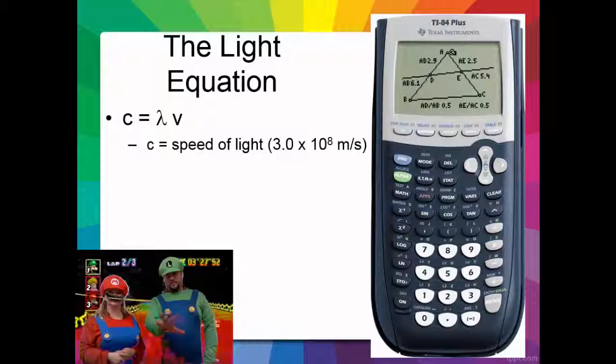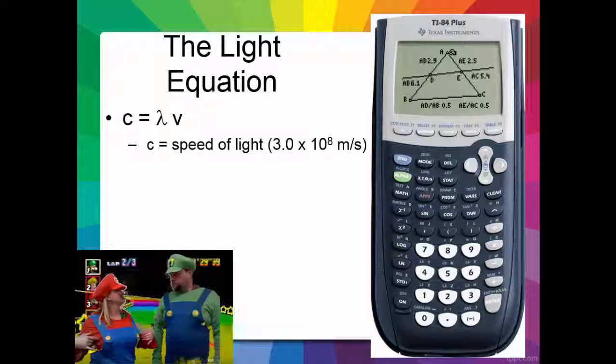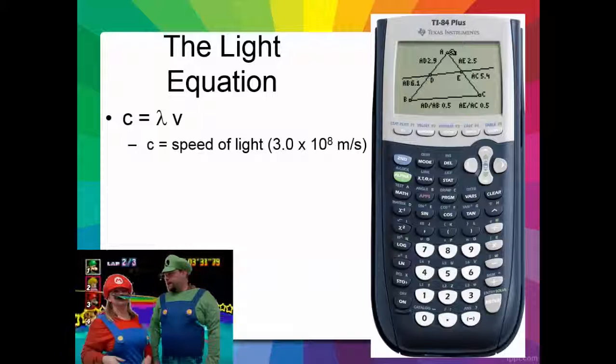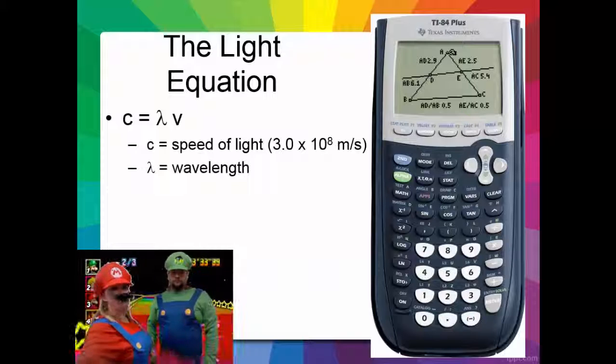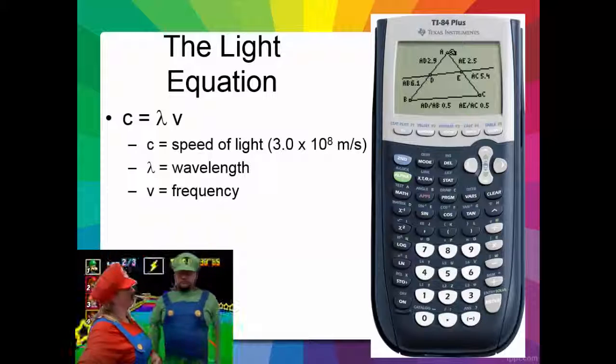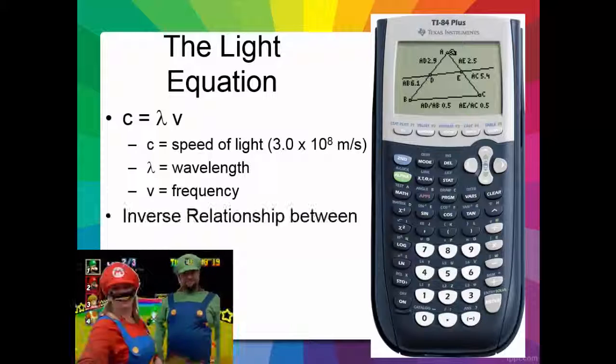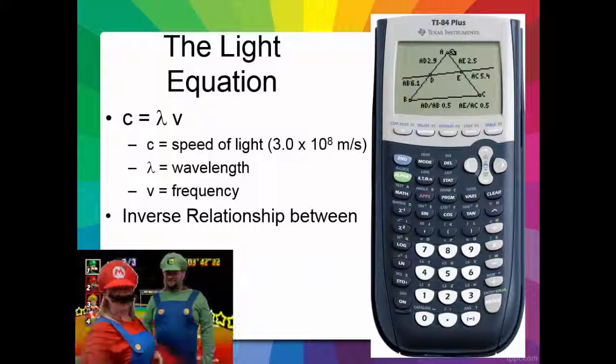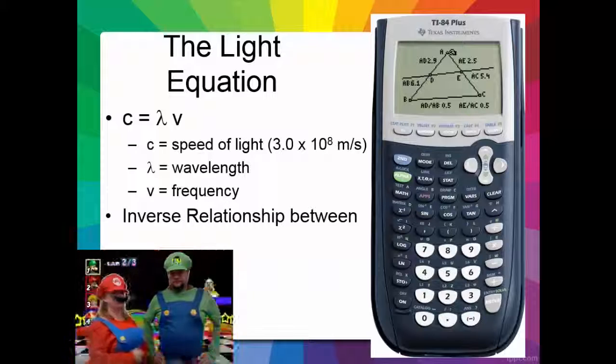That is a constant. It's always that. Exactly. The speed of light never changes. Speed of light is the speed of light. Well, fun fact. Okay. Then we have the wavelength. That's our gamma, the lambda. And then we have the frequency, which is V. Now they have an inverse relationship.